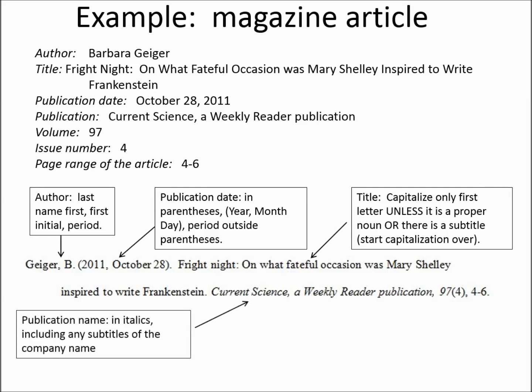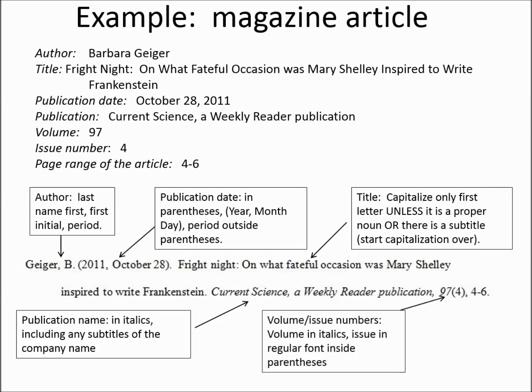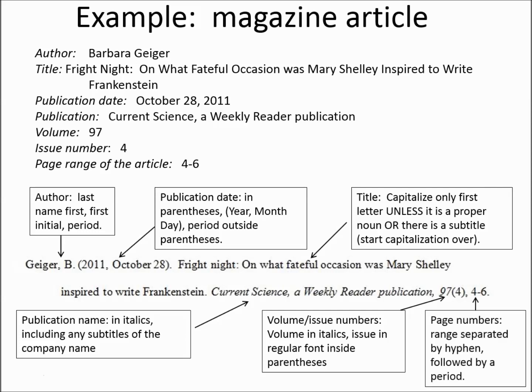Next, the publication name. Names of publication are placed in italics. Our example includes a subtitle of the company name, so we include that as well, also in italics. Next, the volume number and issue number. The volume number appears in italics and the issue number appears in parentheses with no space between the volume number. The issue number is not placed in italics.